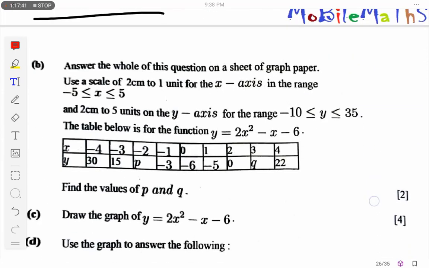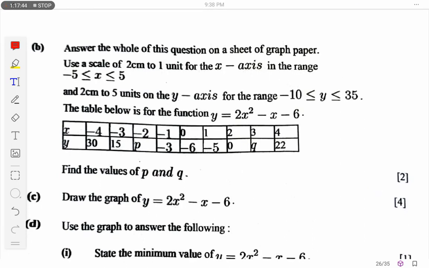Now we are on number B, which is going to be answered on a graph paper. Again, these scales are very important. We are given our scale: for the y-axis, we are moving from minus 10 to 35, and we are taking 2 centimeters to 5 boxes, so we'll be moving 5, 10, 15, 20. Then for the x-axis, we are saying 2 centimeters to 1 unit, so it will be 1, 2, 3, 4, and we are moving from minus 5 to 5.